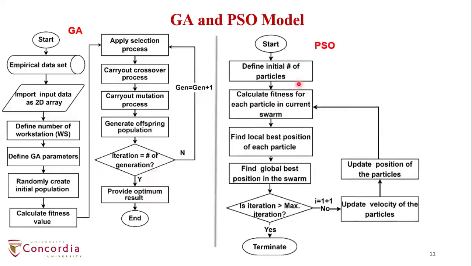Similarly for PSO, at the very beginning we define the initial number of particles and calculate the fitness value for each particle. Then we find the local best and global best from the positions. If the iteration has reached the maximum, the process terminates and provides the optimum value. If not, it goes to the next generation, where we update the velocity of the particle using this formula, where the new velocity is the sum of three components: the inertial component, the cognitive component, and the social component.